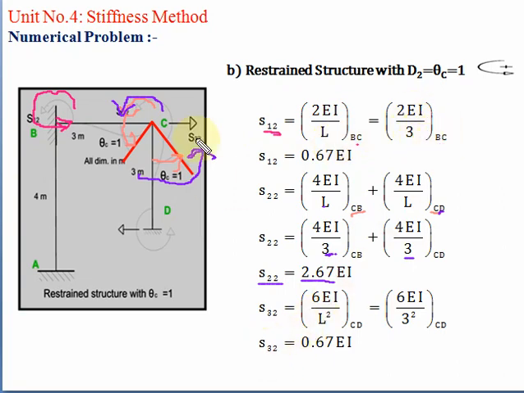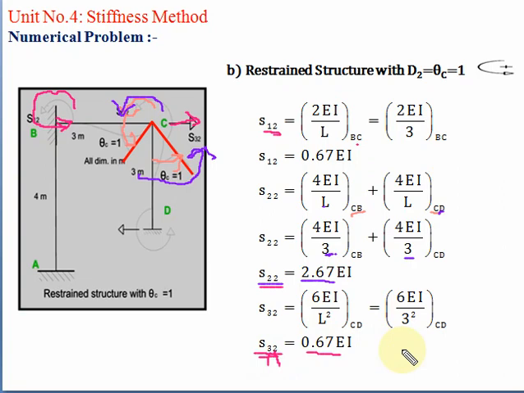Then here the sway. This is the sway. So what is the value? 6EI upon L square. Now, which is the vertical member? CD. So 6EI upon L square, and what is the length of CD? It is 3 square. Now here we have written S32. The sway is our third unknown, and the unit rotation is applied at theta C, which is the second unknown. So here we have written S32. After solving this, we'll get the value of S32 as 0.67. So here we have calculated S12, then S22, and here S32.